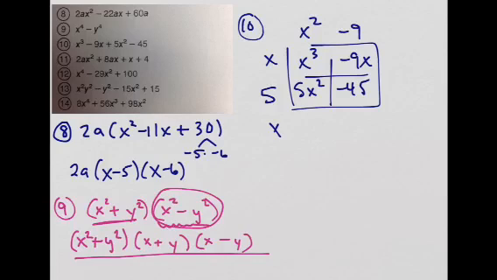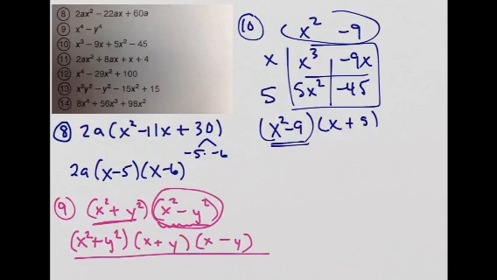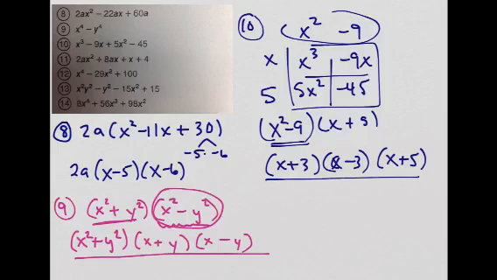So then I write x squared minus 9 for this, and then x plus 5. Now x squared minus 9 is the difference of two squares, so this one's going to factor again. So it's going to be x plus 3, and oops, I have the x minus 3. And then bring down the x plus 5. So here's the final factored form.